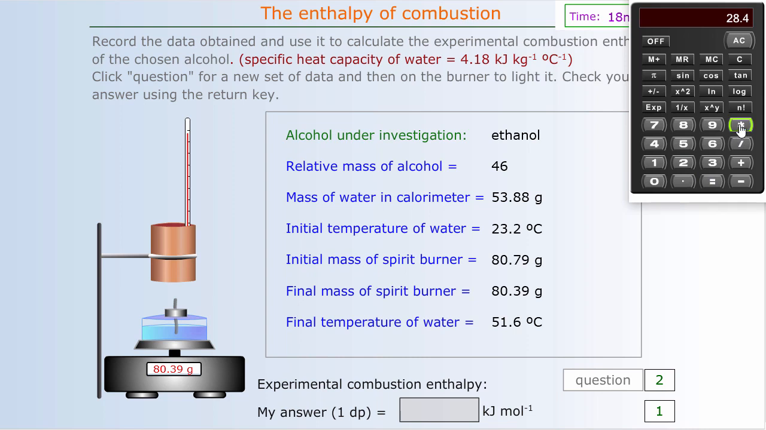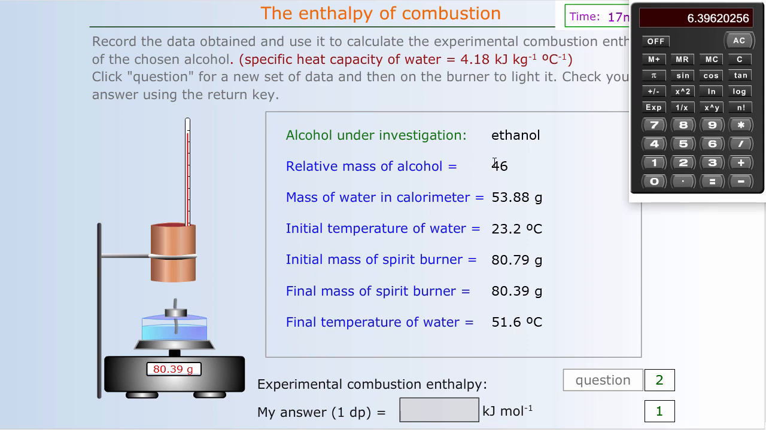We'll multiply this by 4.18. And then we'll multiply this by the mass of water being heated up, which is 0.05388. And this gives us the energy that has been absorbed by the water in kilojoules, 6.396 or 6.4. Let's put this into the memory, but first of all we'll cancel the memory, make sure there's nothing in there. Let's put this into the memory.